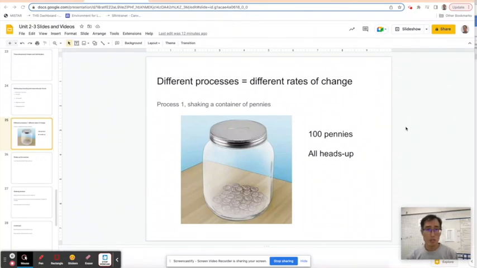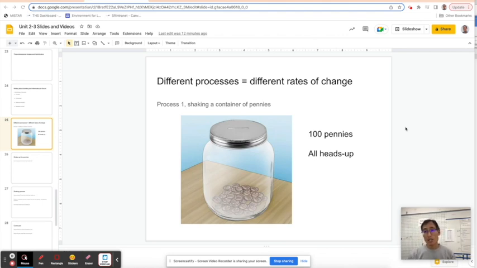Hey folks, we're going to continue on with kinetics and looking at rates of things and how different processes can have different types of rates. What we're going to start thinking about is, do all processes change the same? So the first process I'm going to look at is a container of pennies.